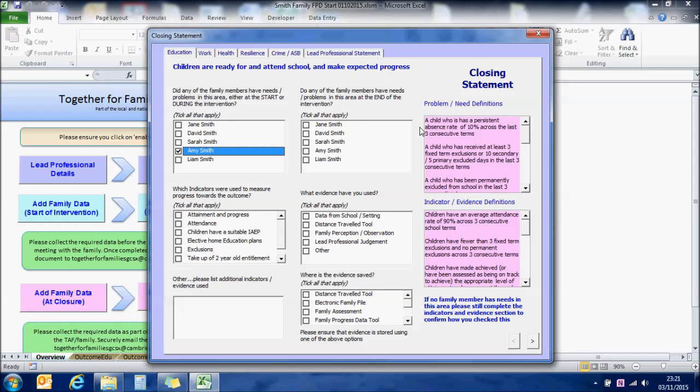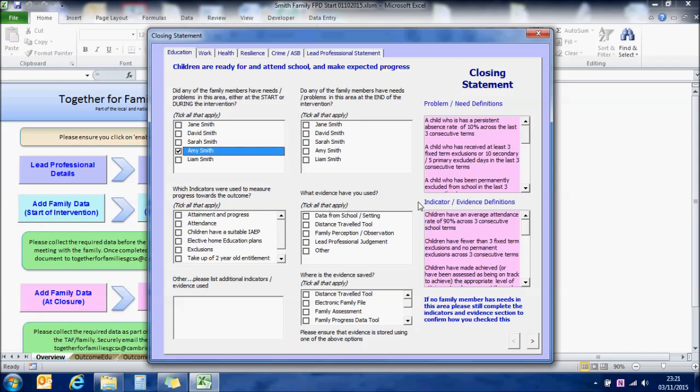When deciding if an outcome has been achieved, it's helpful to read the indicator and evidence definitions. With the example used previously, the outcome would be achieved if the child had an average attendance rate of 90% across 3 consecutive terms at the end of the intervention.